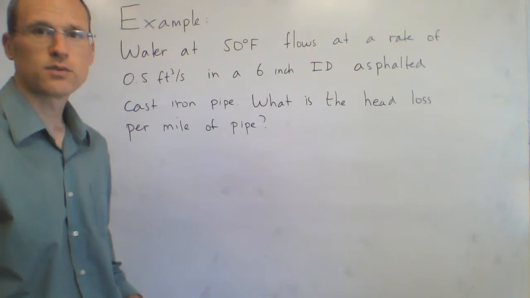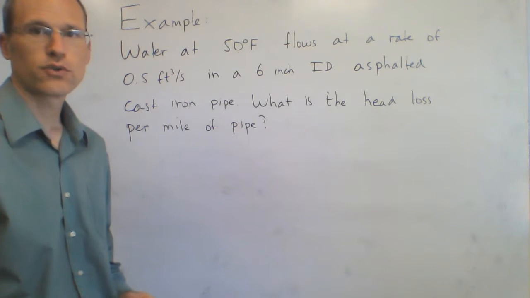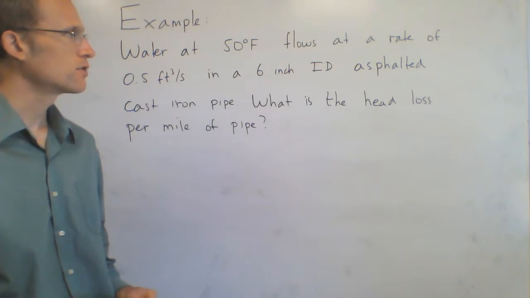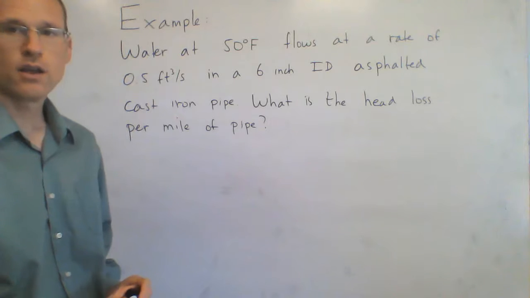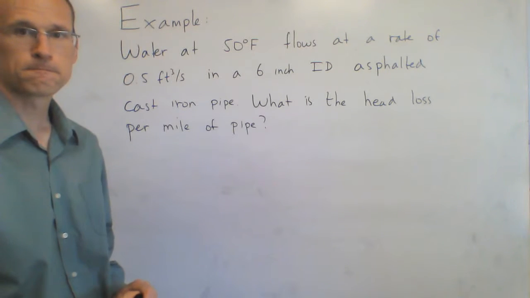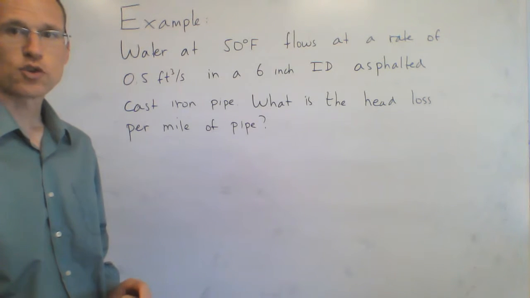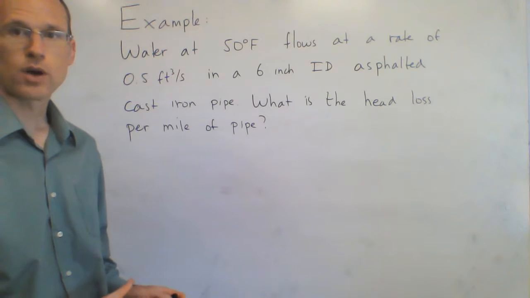So first example, we have some water, 50 degrees Fahrenheit, flowing through a 6-inch diameter asphalted cast iron pipe, flow rate of 0.5 cubic feet per second. Want to know what the head loss is per mile of pipe. So again, type 1 problem, find the head loss.